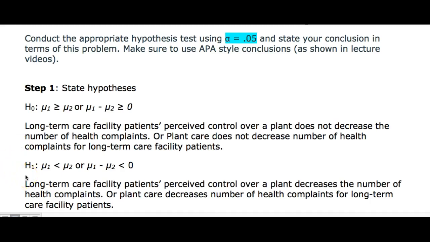The alternative hypothesis, population mean 1 is less than population mean 2, or population mean 1 minus population mean 2 is less than 0. So in words, long-term care facility patients' perceived control over a plant decreases the number of health complaints, or plant care decreases number of health complaints for long-term care facility patients.